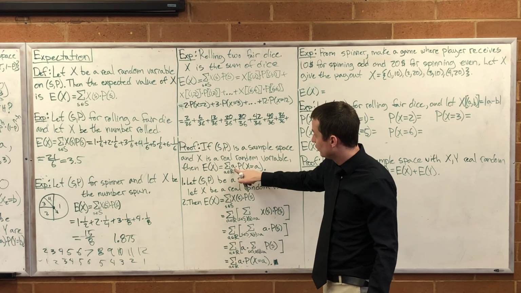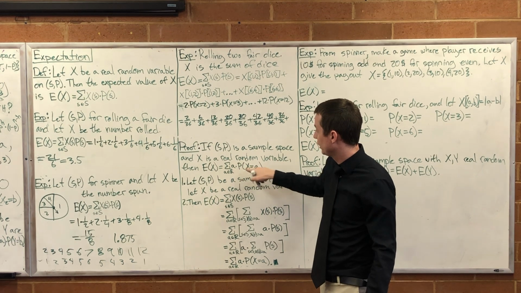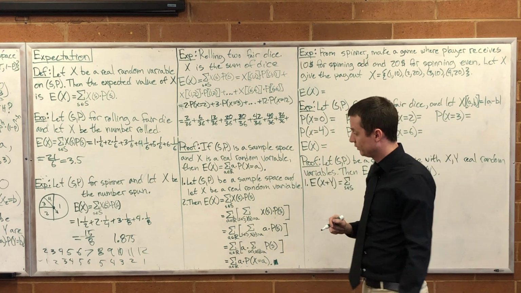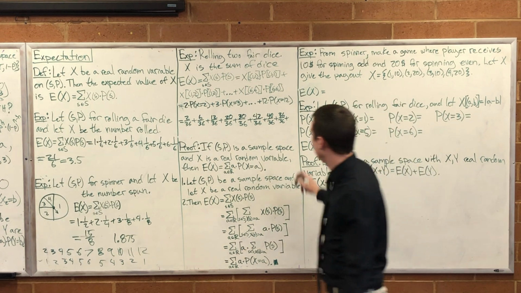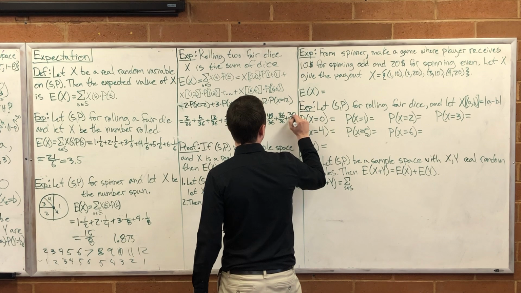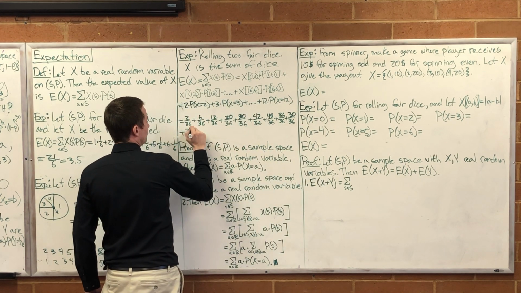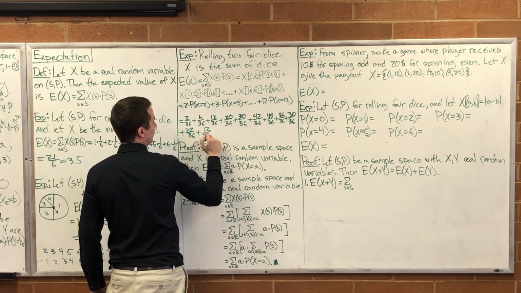We're doing 2 times the probability of 2, plus 3 times the probability of 3, plus 4 times the probability of 4, etc., all the way to 12 times the probability of 12. What one were we on? 10? That's 30 over 36. And 11 is 22 over 36. And 12 is 12 over 36?